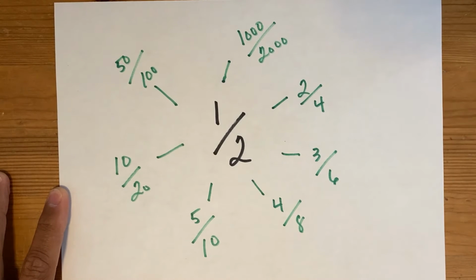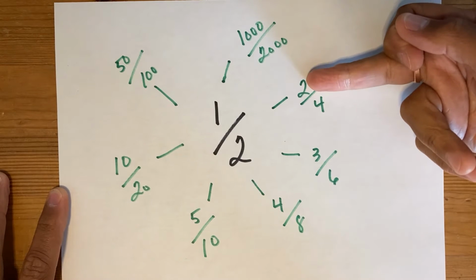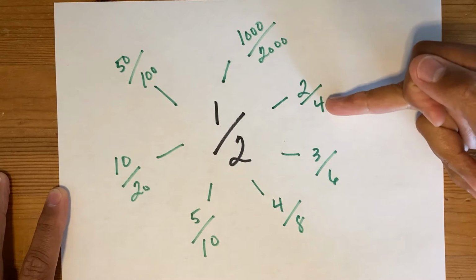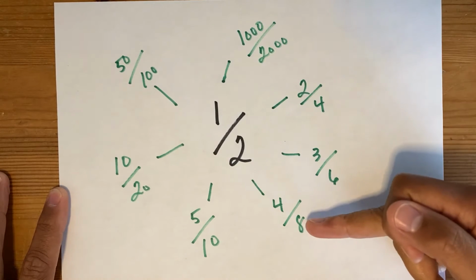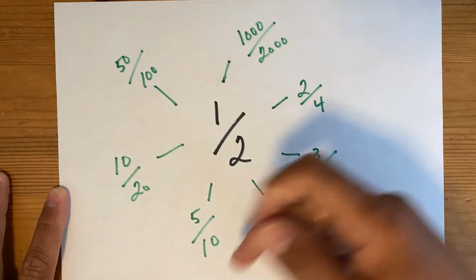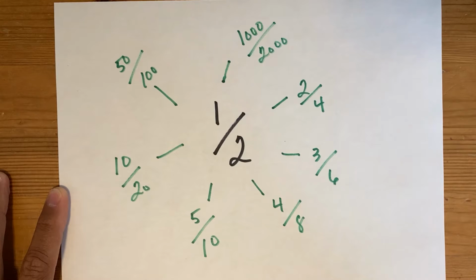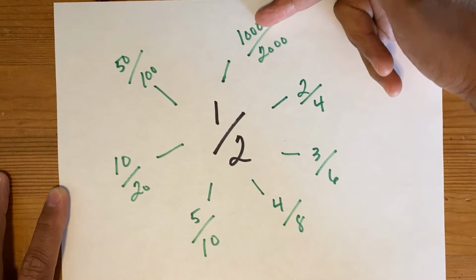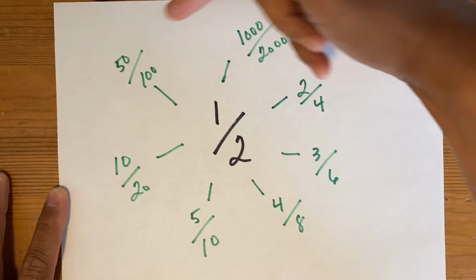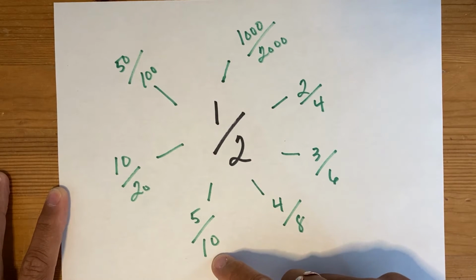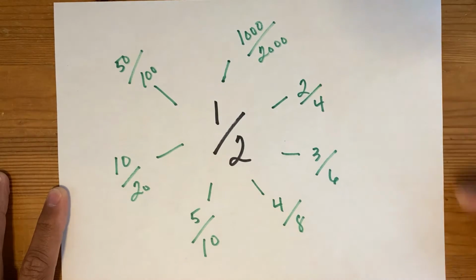Another thing I notice is that the numerator is the denominator divided by 2. So 4 divided by 2 is 2. 8 divided by 2 is 4. 20 divided by 2 is 10. I also notice that the denominator is the numerator times 2. 50 times 2 is 100. 5 times 2 is 10. 2 times 2 is 4. What other things do you notice about these numbers?